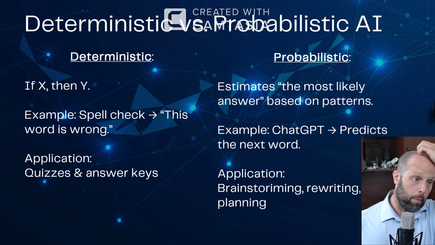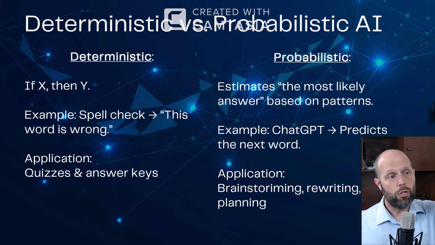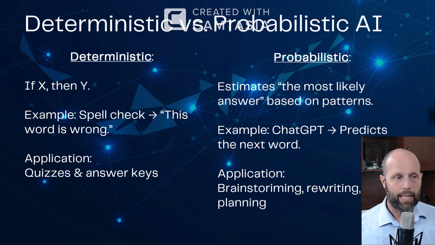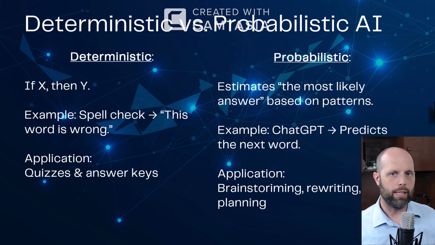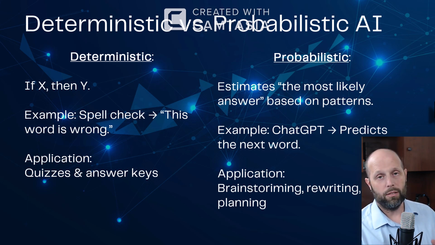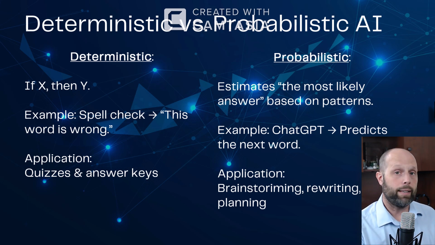So let's look at probabilistic models. What it's doing is estimating the most likely answer based on patterns it can see in what's called its training data. We'll get to the training data in just a second. You put some sort of input into an AI or a probabilistic model, and it says, okay, I've got what you're asking me for. Let me go back into all of the stuff in my database of what we would determine to be correct answers.